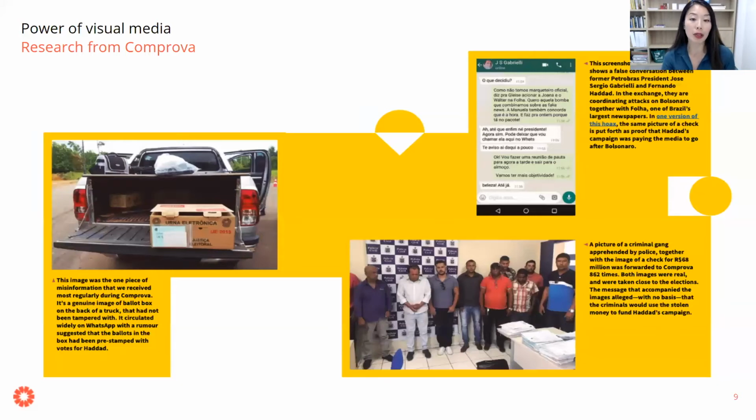So some examples from Comprova, the project. This image here was the piece of misinformation that we received the most during Comprova. And it's a genuine image of a ballot box on the back of a truck that had not been tampered with. But then it was circulating widely on WhatsApp with a rumor suggesting that the ballots in the box had been pre-stamped with votes for one of the candidates.